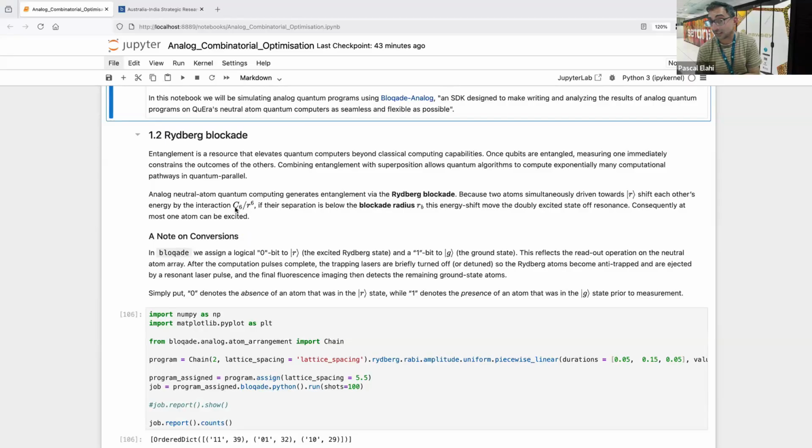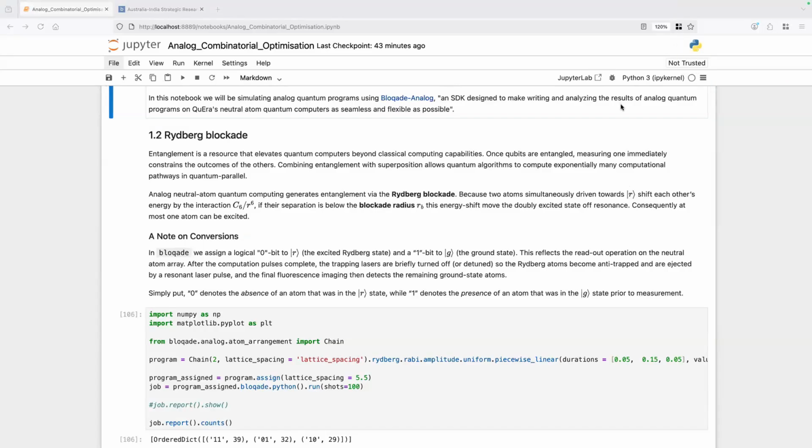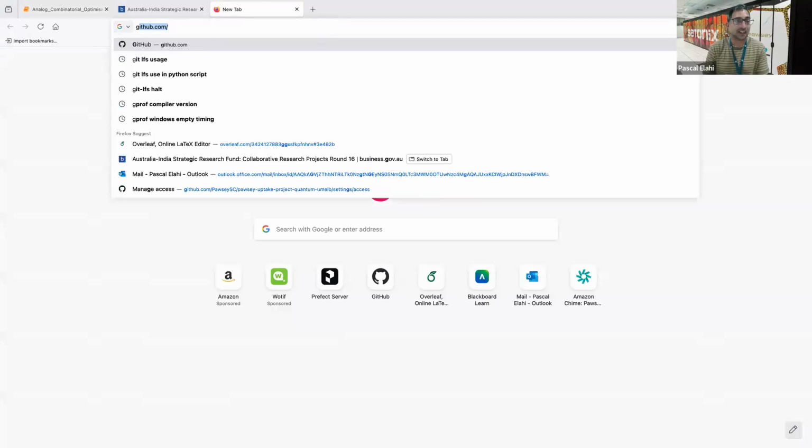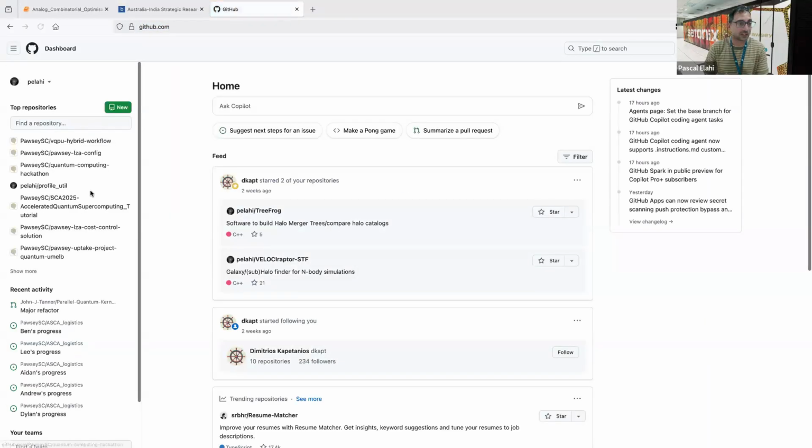Yes? Pascal, I apologize for the interruption. We have a participant asking how we can access the notebook, and we were wondering whether you could make it available. Yes, it is GitHub. Excellent. Thank you, Pascal. I will put this here.